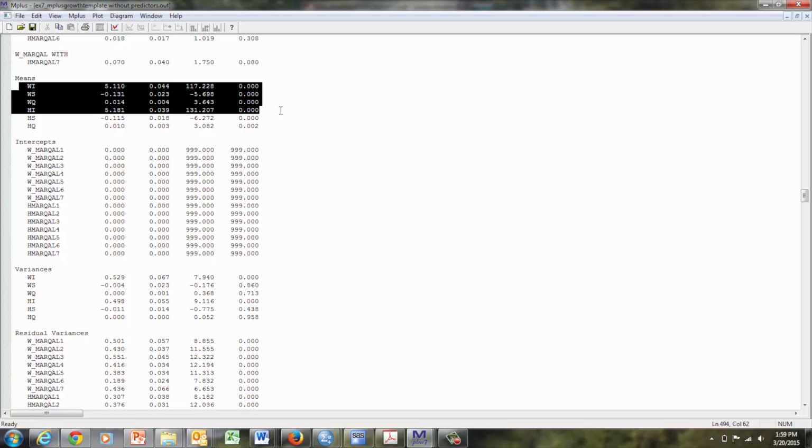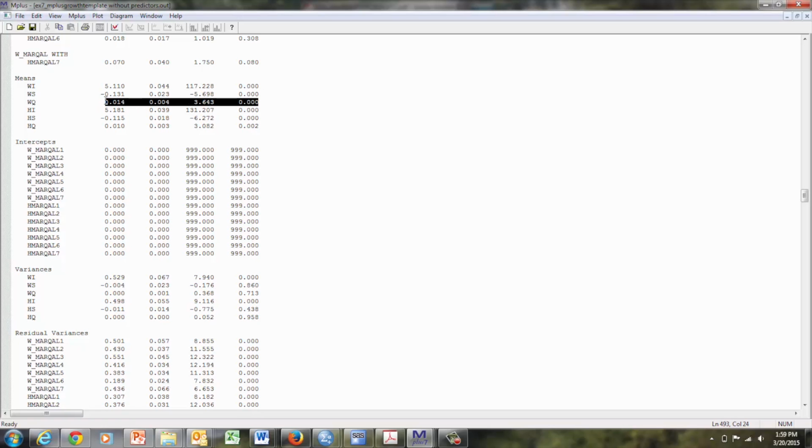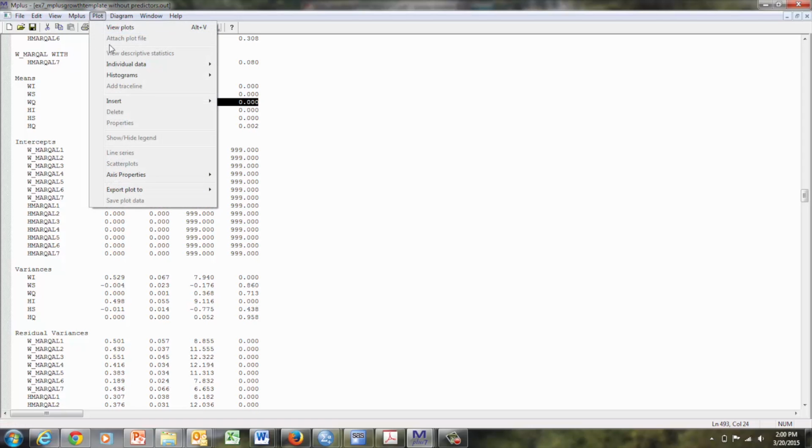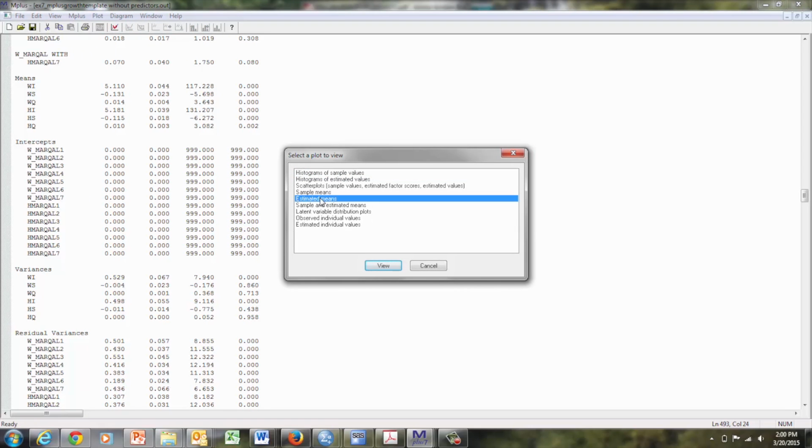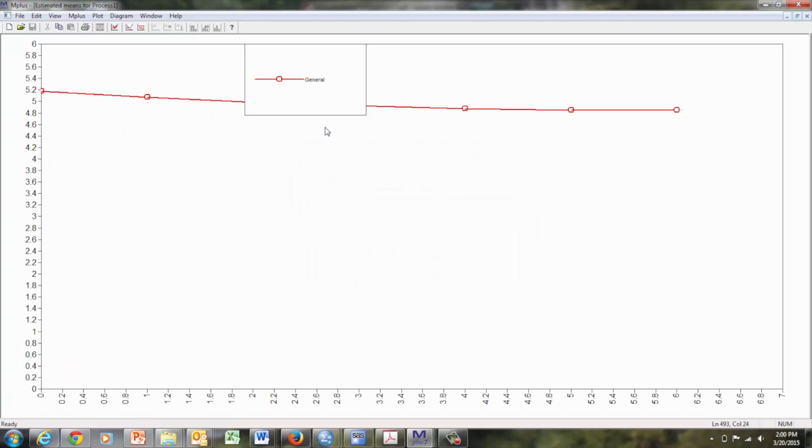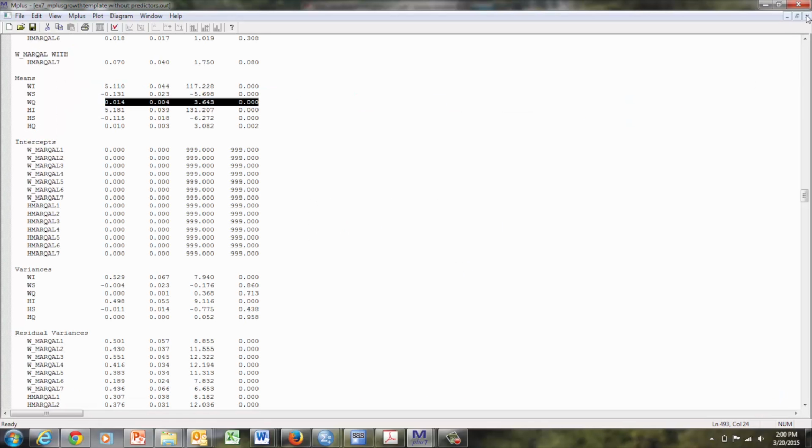The slope for wives is negative 0.13, and for husbands negative 0.12 essentially. And then we have a significant quadratic slope that's upward. So what we have is starting at 5.1, going down, and then going back up. I wonder if it will let us plot the estimated means. We should be getting one for husbands and for wives here.